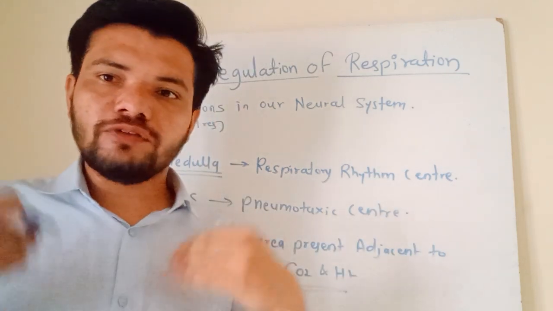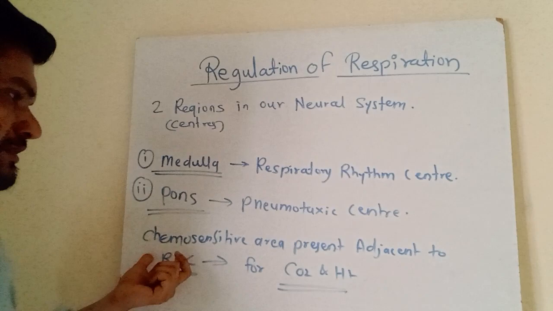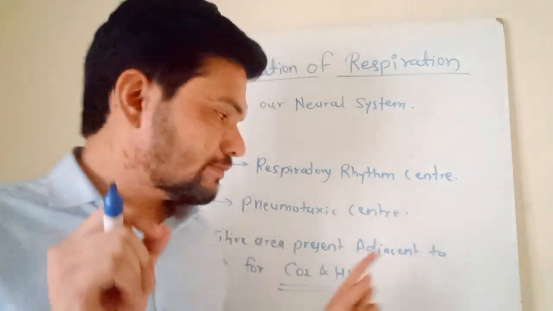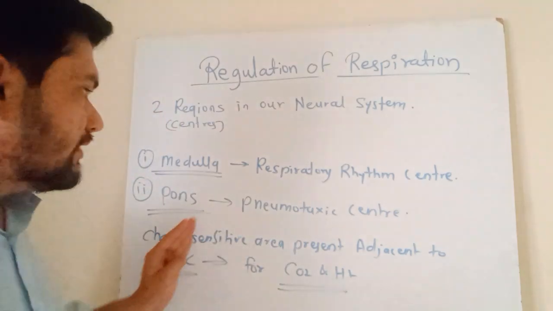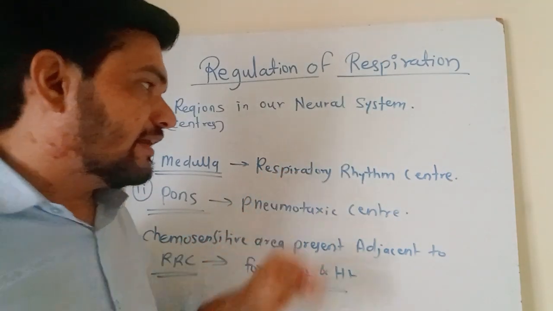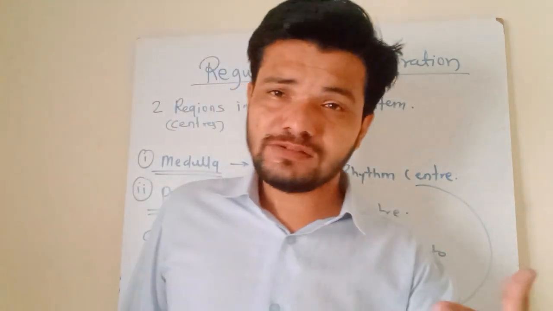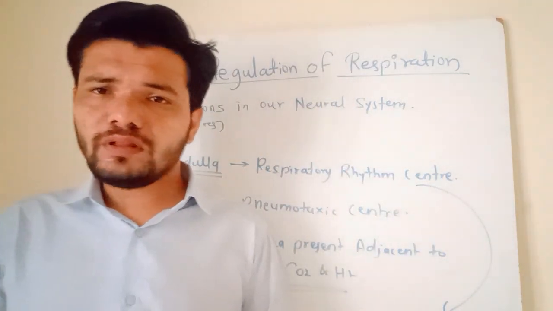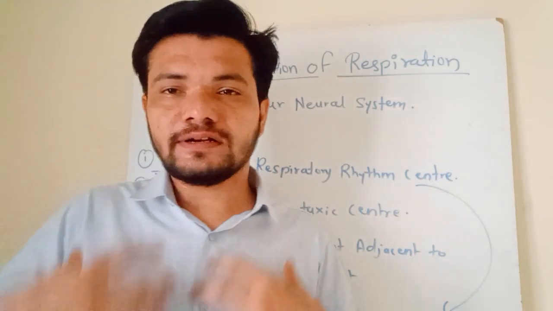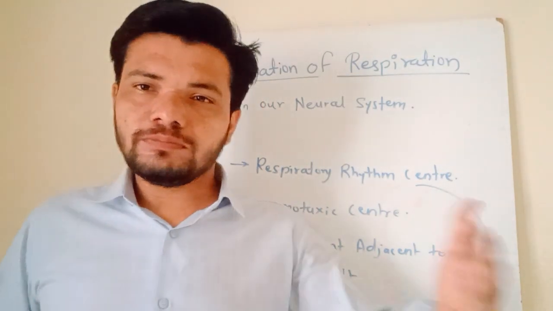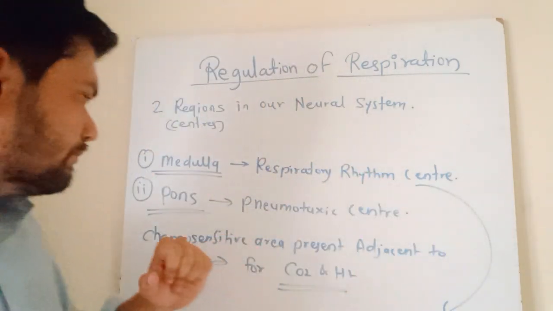So if we are producing more CO2, then this chemosensitive area, which is present adjacent to the RRC, will be triggered, and then it will signal the respiratory rhythm center. Then the respiratory rhythm center will make the necessary adjustments. So this thing you have to remember.